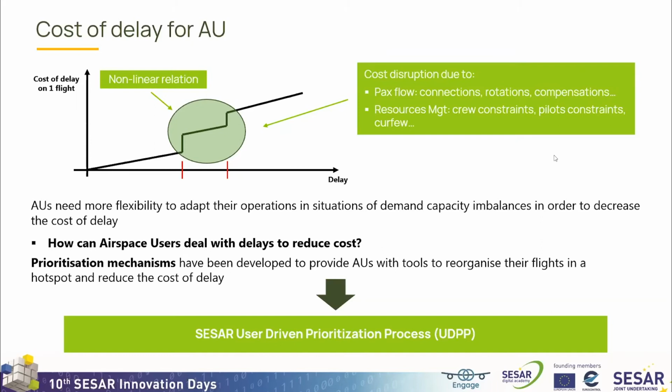So how can these airlines deal with delays to reduce cost? One possibility, of course, is to use the prioritization mechanisms that have been developed in order to provide these airspace users with tools to reorganize their flights and reduce the cost of delay. In that context, the SESAR user driven prioritization process, also known as UDPP, was born.